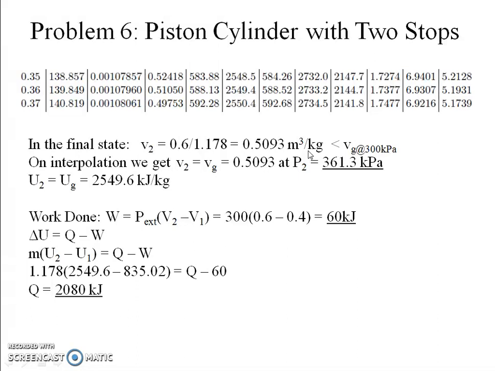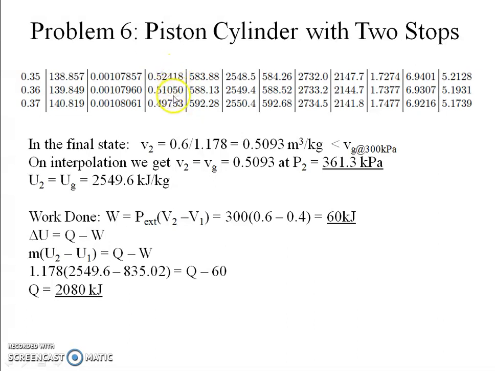If we go into the steam table and read the specific volume for 300 kilopascals, what we find is that this specific volume is less than the specific volume of the saturated vapor at 300 kilopascal. What does this suggest? This suggests that the pressure inside is higher than 300 kilopascal. So in order to find out the final pressure, we will again go to the saturated steam table and try to find out where this value lies.